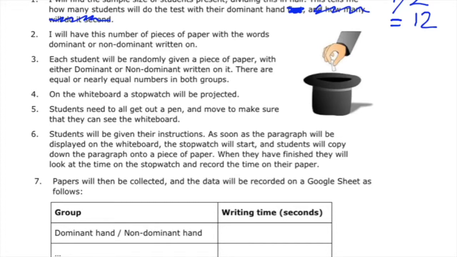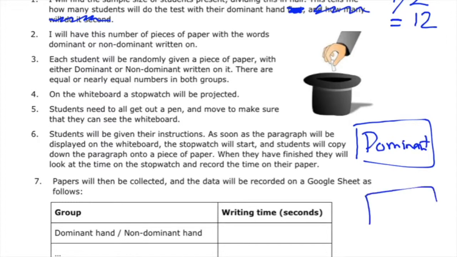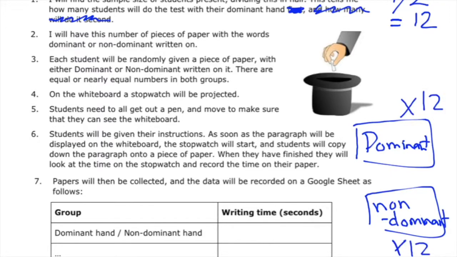Okay, so I'm going to have some pieces of paper with the word dominant or non-dominant written on it. So I'm going to have pieces of paper with the word dominant, and I'm going to have other pieces of paper with the word non-dominant. So if I've got 24 people in the class, I'm going to have 12 pieces of paper with the word dominant and 12 pieces of paper with the word non-dominant on it. Then I'm going to put them in a container, shuffle them around, mix them up so they are random, and then each student is going to randomly be given or choose a piece of paper, and that tells them which hand they're going to write with.